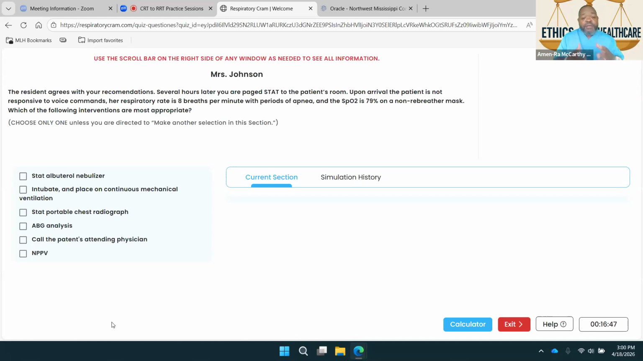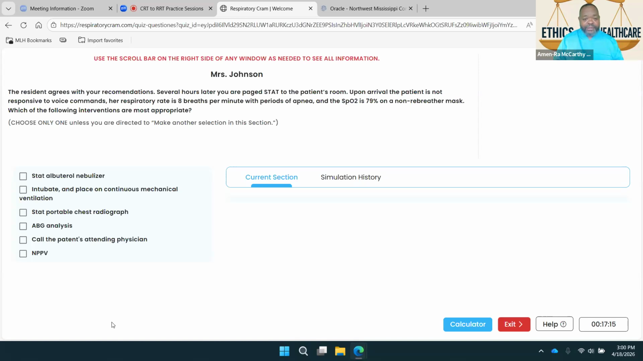So NIPPV would be good if she was responsive. If she was still awake and saying, you know what, I'm still real short of breath, SATs are going down, and yeah, let's put her on NIPPV and see if we can push that fluid out, right? Maybe that's the problem. That would be a good choice. But what makes you go to intubation, guys, is simply because she is unresponsive. She's not responsive to your voice, and she's breathing 8 times a minute.